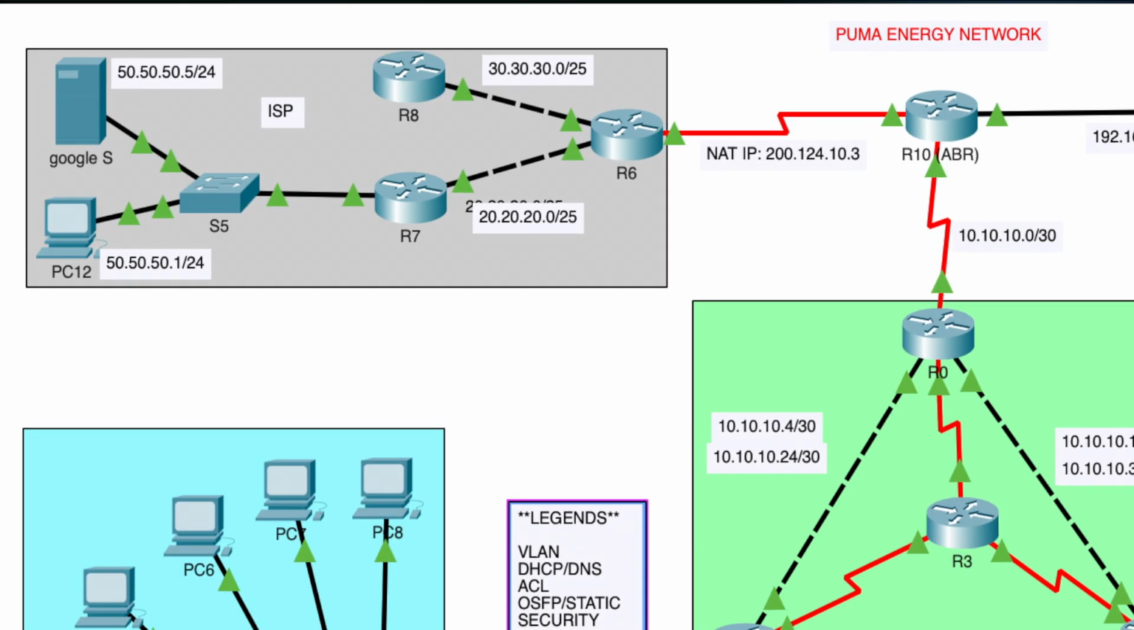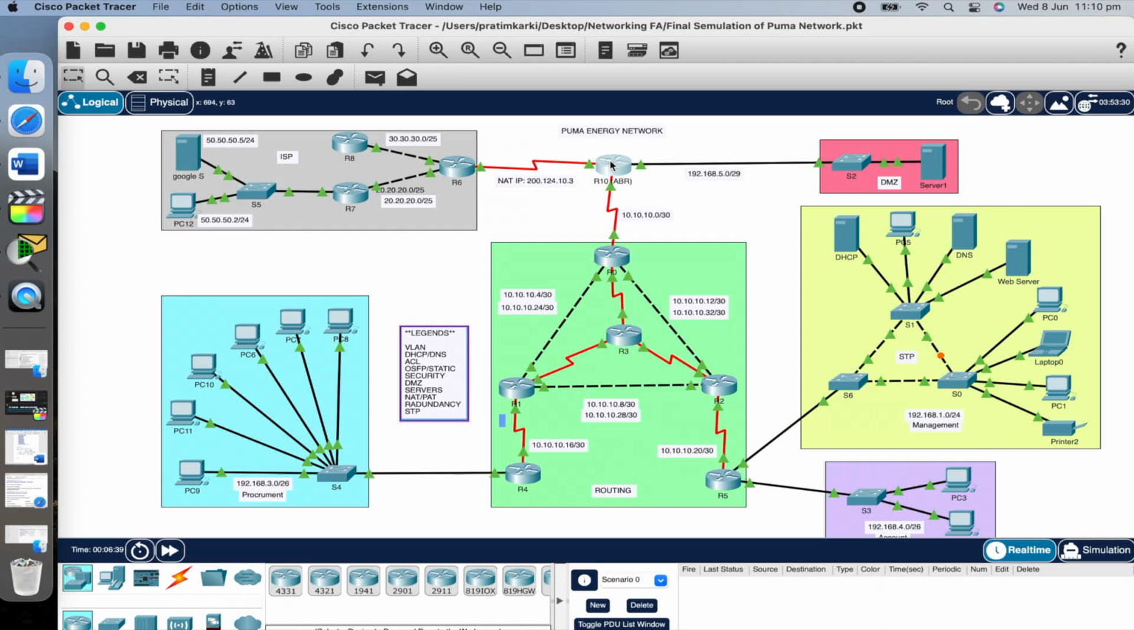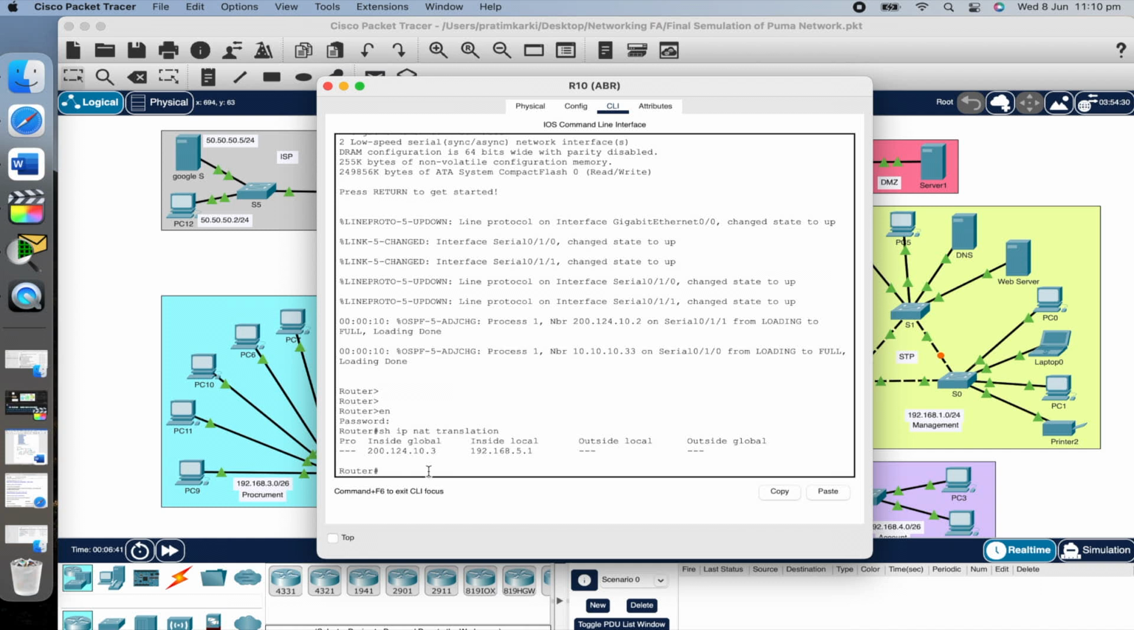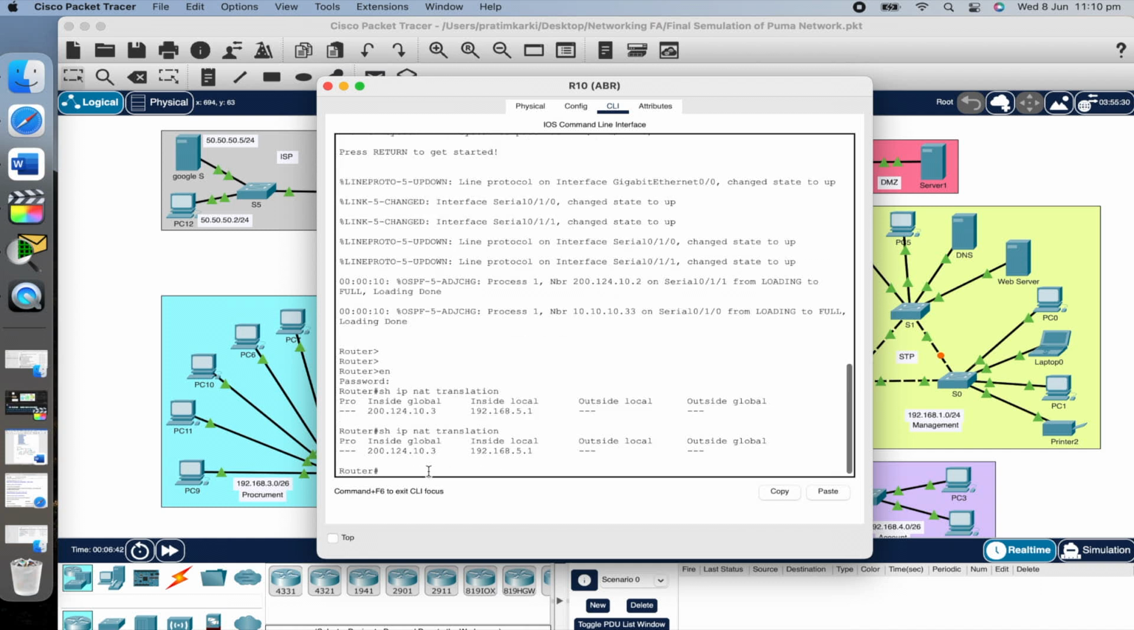NAT. Because there will be many computers accessing the outside network, NAT is in place with the PAT algorithm in this network. We have omitted static and dynamic NAT because they are covered by the widely used PAT algorithm.